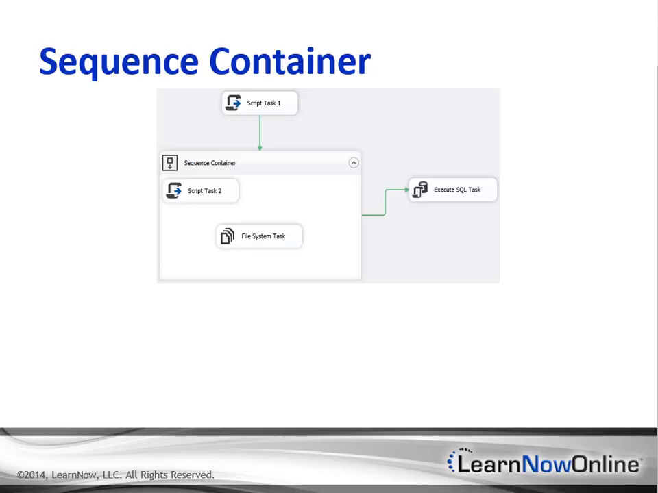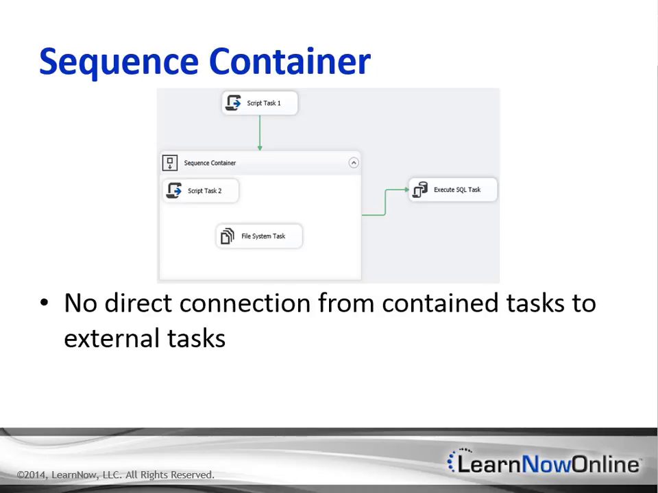the sequence container tasks will execute more or less simultaneously. But that's only because I don't have a precedence constraint between script task 2 and the file system task. I certainly could have one, in which case they would execute sequentially. All right, then both of those contained tasks have to execute successfully before the Execute SQL task executes on the right side of that figure.